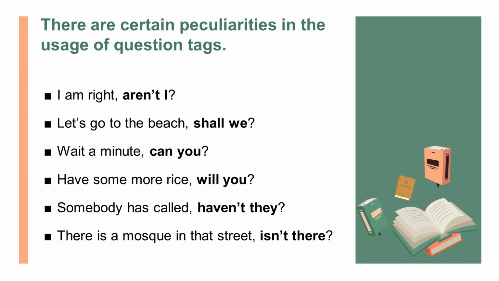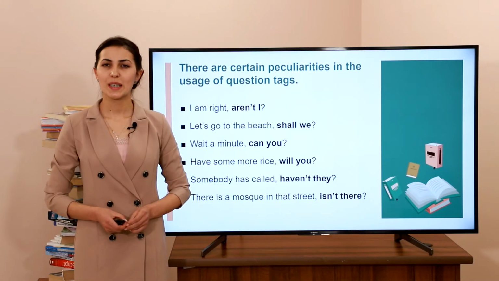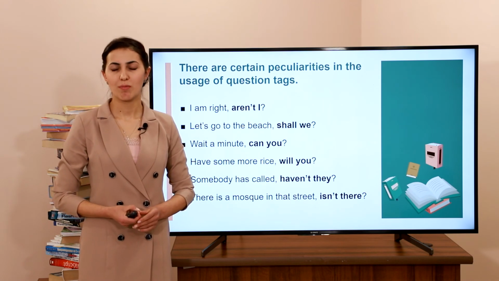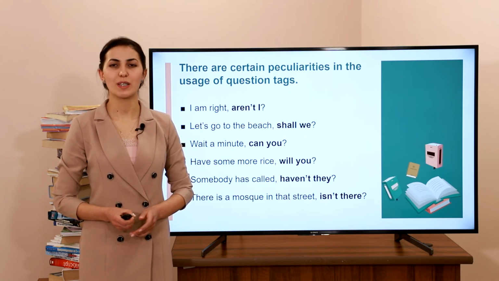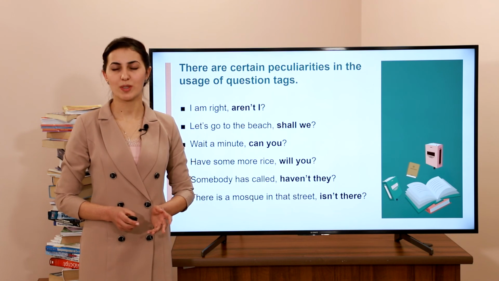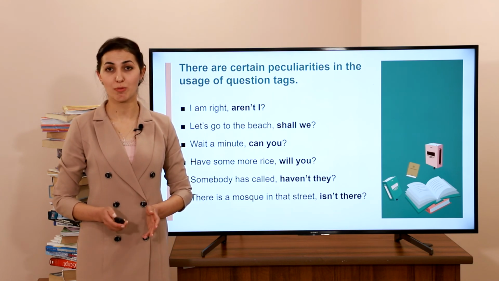Let's read an example. I am right, aren't I? The predicate of the first part is am, but to our surprise, the second part is not formed with am. So this is the exception that we just have to remember.